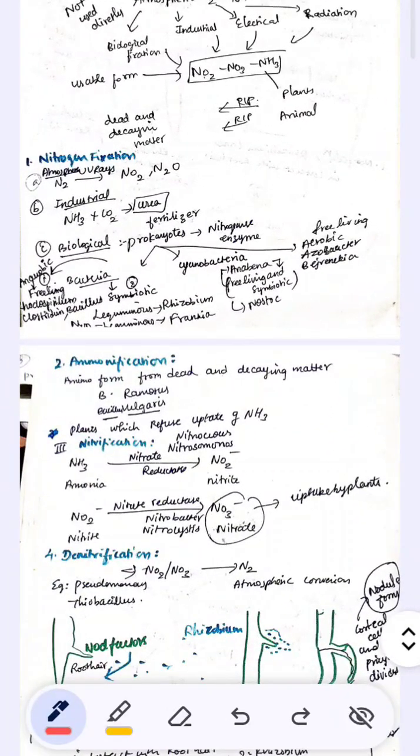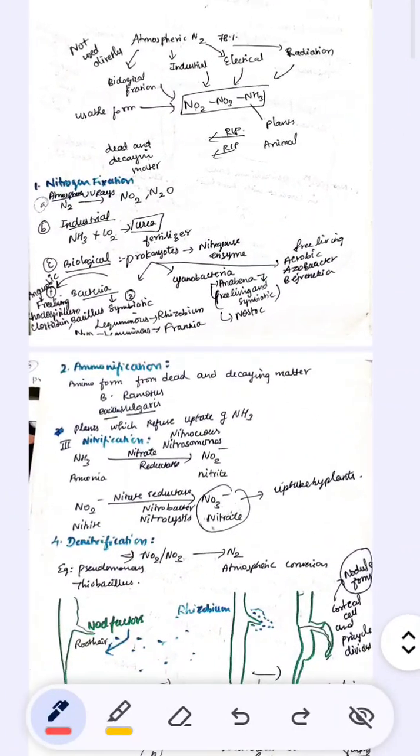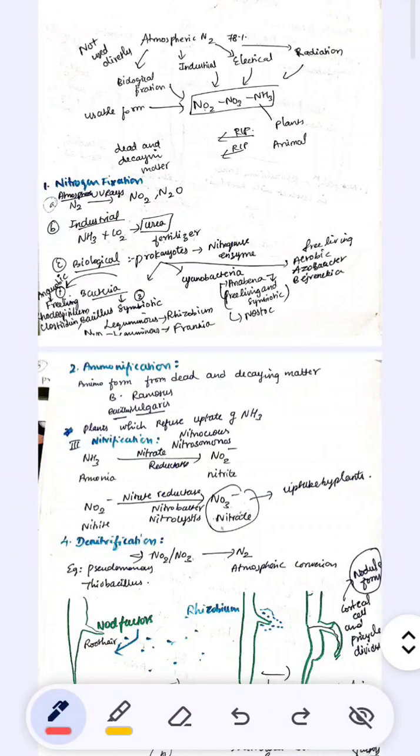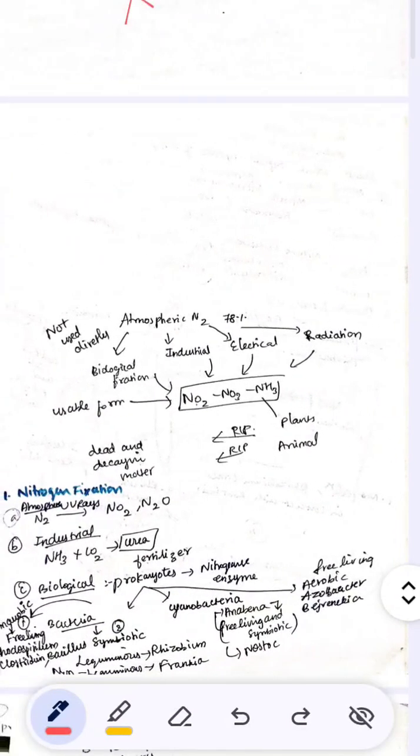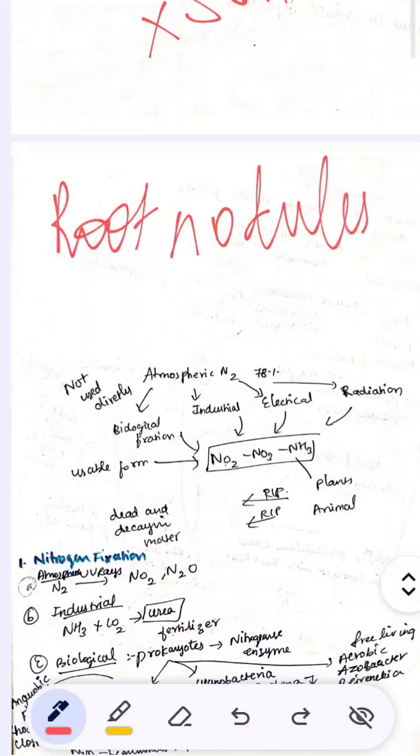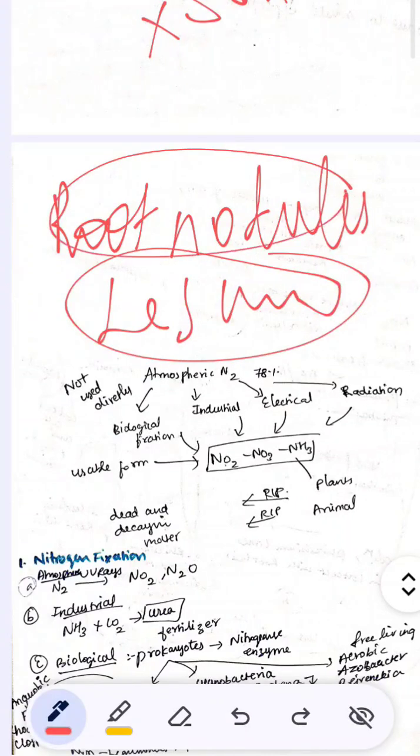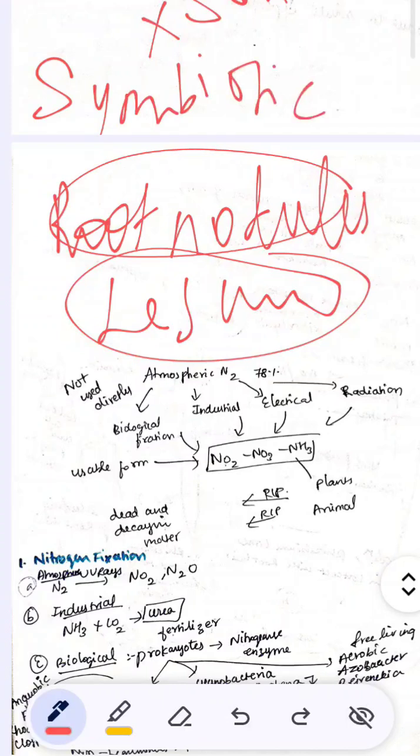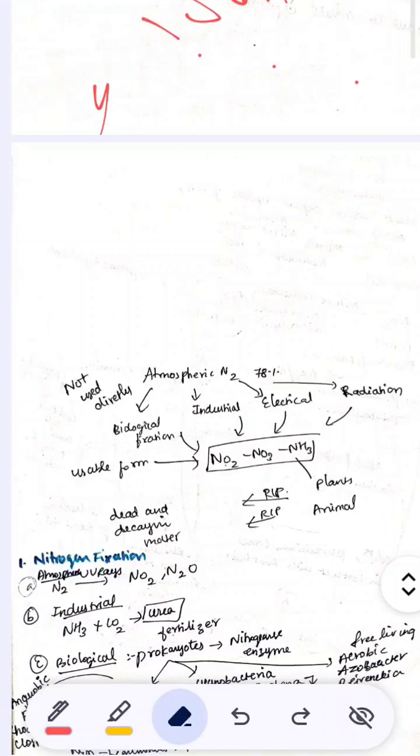Then there is the process of nitrogen fixation, ammonification, nitrification and denitrification. This can be explained with the help of the formation of root nodules in legumes. So these legumes and root nodules, that is the rhizobium bacteria which forms root nodules on the leguminous plants, form a kind of symbiotic relationship, that is it has a mutual benefit for each other. That is how they survive.